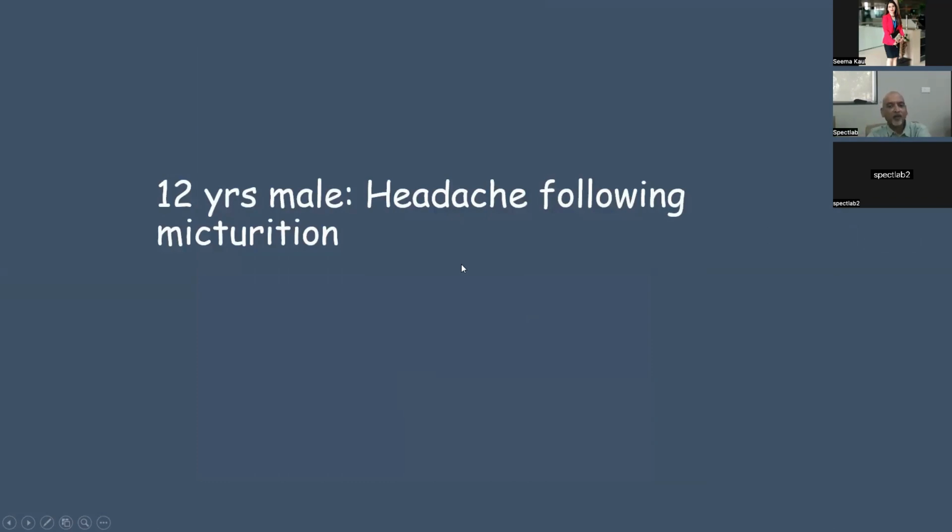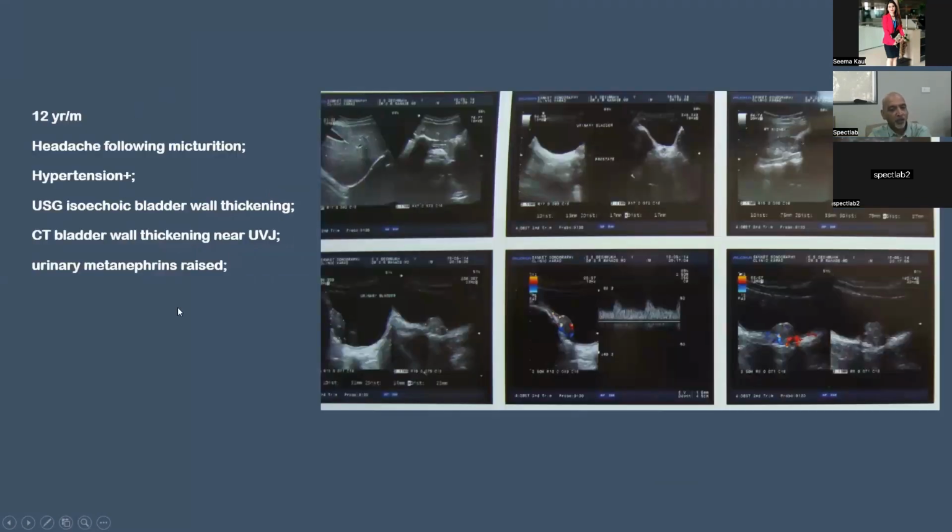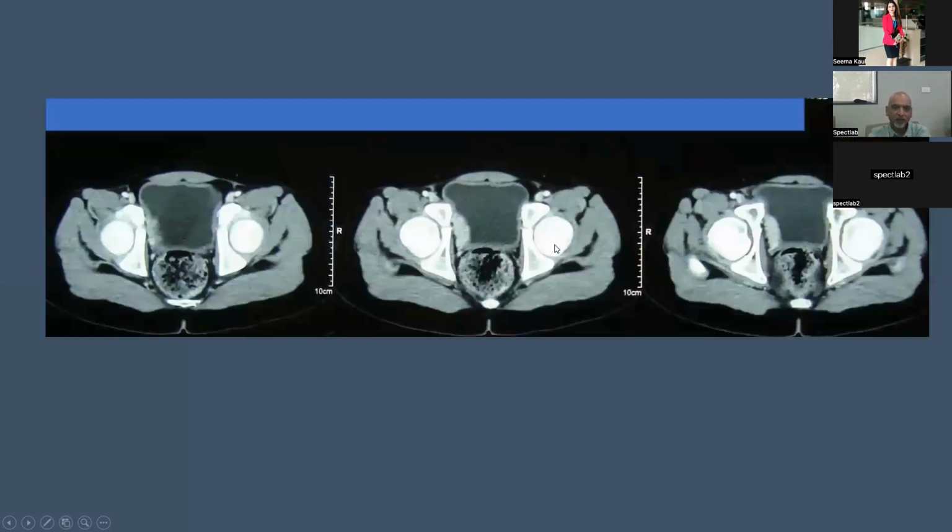This child complained of headache following micturition, and they all thought that this was simply feigning at the time of exam. But the physician said, no, we'll do an ultrasound. An ultrasound showed something in the bladder wall. A CT scan was done, which showed bladder wall thickening. With that, the patient came to us for an MIBG scan.